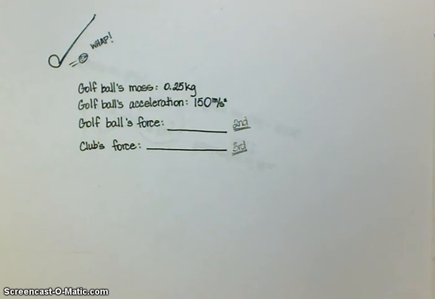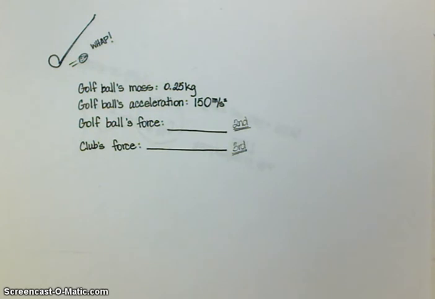That is a very poor drawing of a golf club and a golf ball. I have given you the golf ball's mass, and I've given you the golf ball's acceleration. And I'm asking you, what's the force on the golf ball and what's the force on the club?